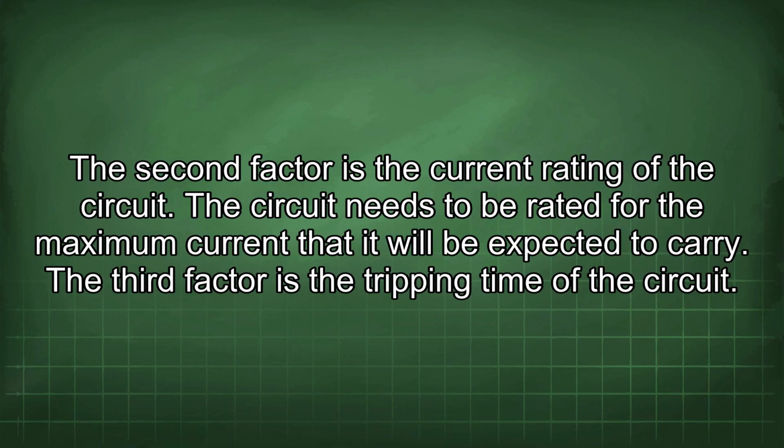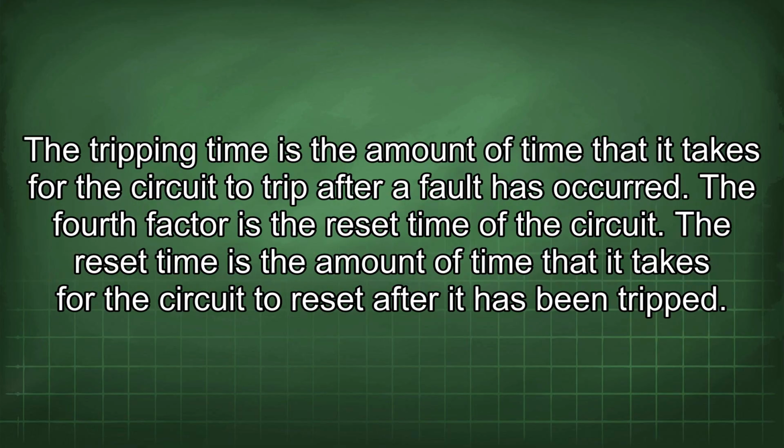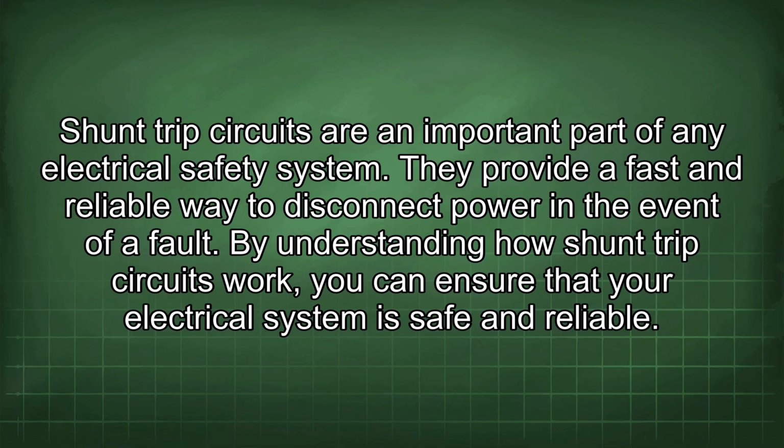The third factor is the tripping time of the circuit. The tripping time is the amount of time that it takes for the circuit to trip after a fault has occurred. The fourth factor is the reset time of the circuit. The reset time is the amount of time that it takes for the circuit to reset after it has been tripped. Shunt trip circuits are an important part of any electrical safety system. They provide a fast and reliable way to disconnect power in the event of a fault. By understanding how shunt trip circuits work, you can ensure that your electrical system is safe and reliable.